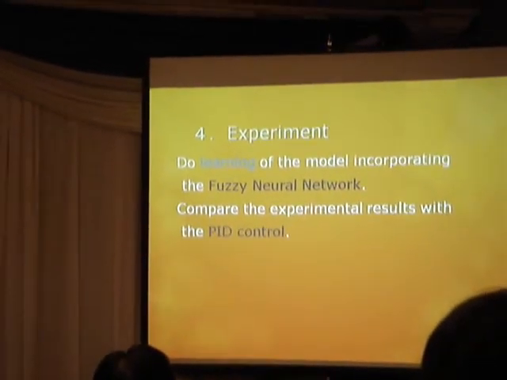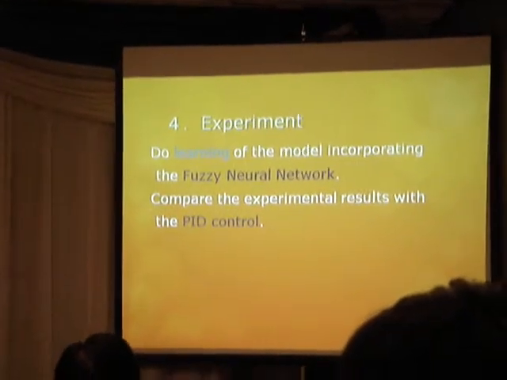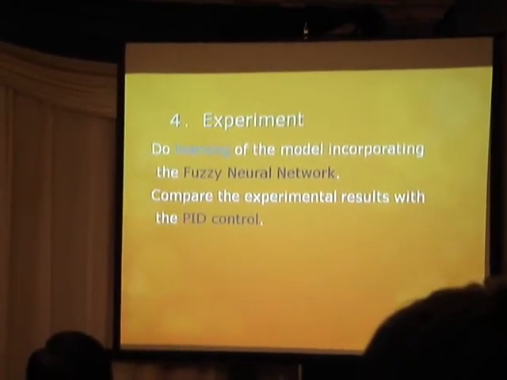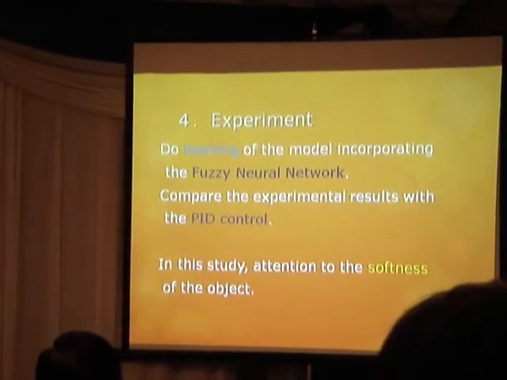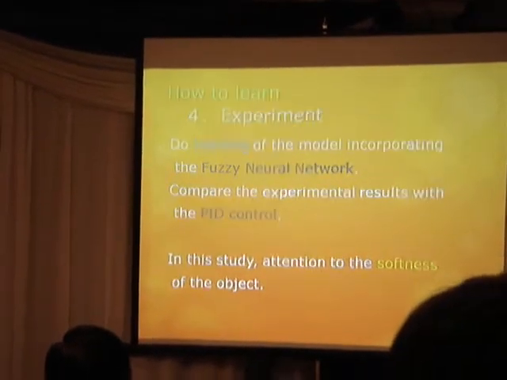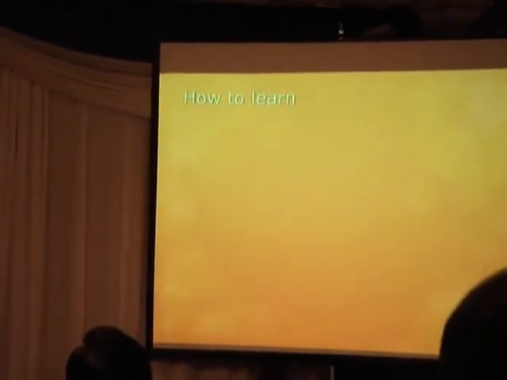Experiment. The learning of the model incorporating the partial neural network is compared with the PID control experimental result. In this study, attention is given to the softness of the object. I explain how to learn the neural network and the partial neural network.